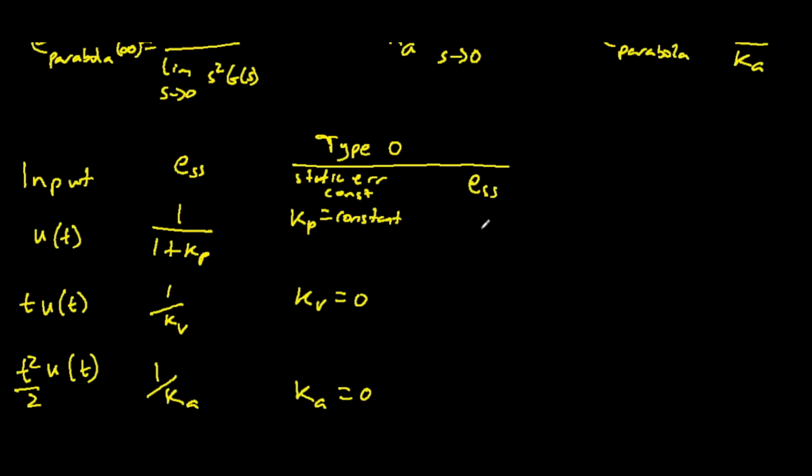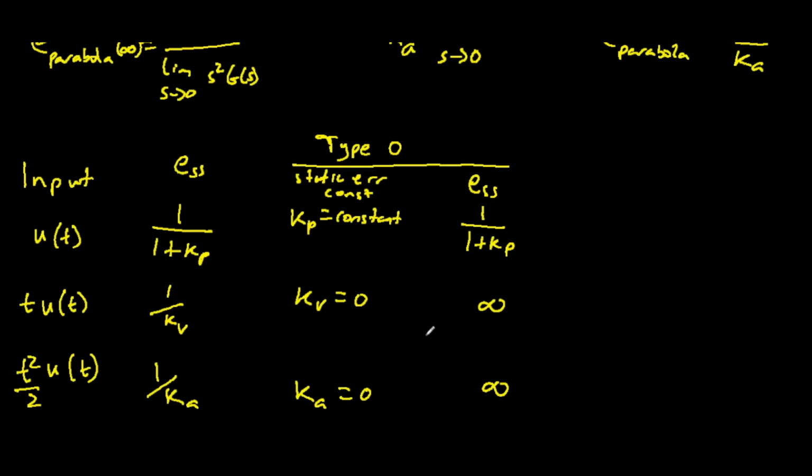Now your steady state error will be 1 over 1 plus Kp. I've not done anything new. That's exactly what we had over here. But for your velocity, let's say your input were a ramp input, your steady state error will be 1 over 0, which will give us infinity. For a parabolic input, again, your steady state error will be 1 over 0, which will be infinity. So if we have a type 0 system and you supply a ramp input or a parabolic input, you are guaranteed to have an infinite steady state error.